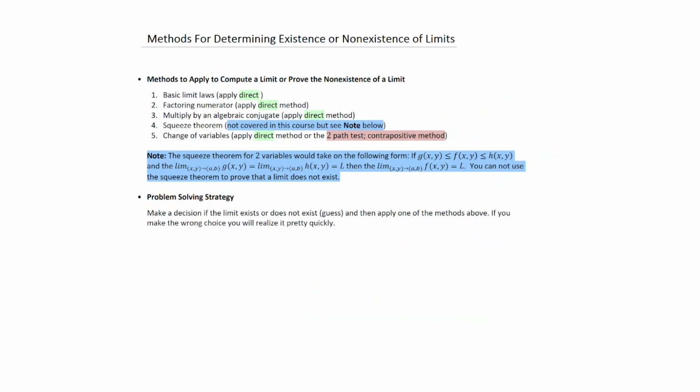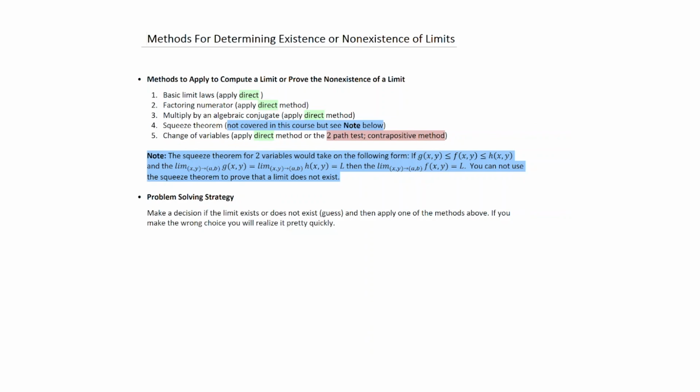Okay, so we will look at some practical methods in terms of applying different approaches to prove either the existence or non-existence of limits. I've just written them down here. One would be what we call the basic limit laws: addition, subtraction, multiplication, powers, and so on. Here we apply the direct method. These are specific theorems. Another approach is called factoring a numerator. This is also a direct method.